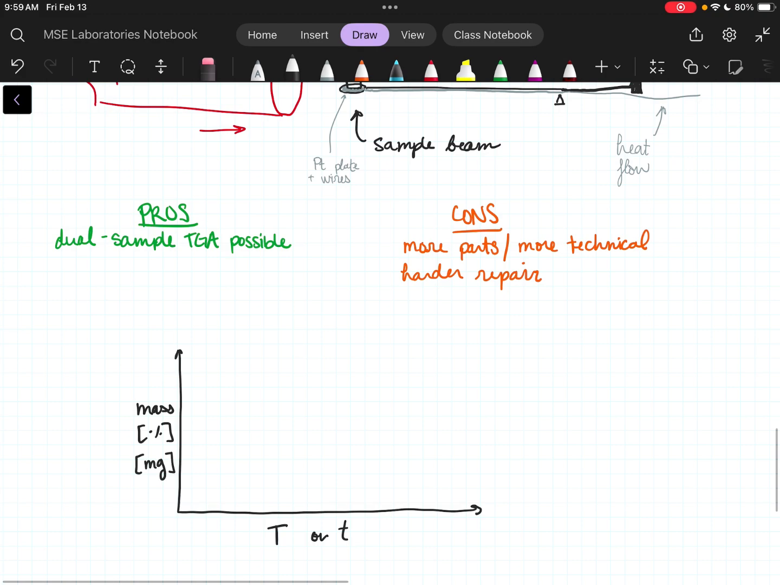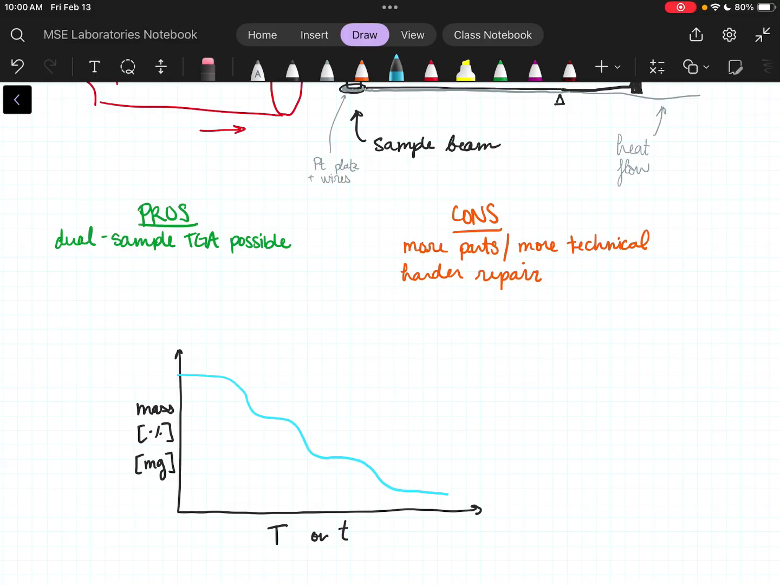Yes, so actually this allows, if I ignore the DSC mode, I can do a dual beam TGA mode. So if I want DSC data, I have to have an empty pan on the back one, but dual sample TGA is possible. So I have the ability potentially to double my throughput if I'm doing TGA only, not if I'm doing the DSC side.